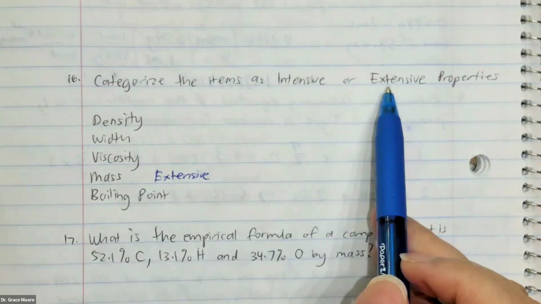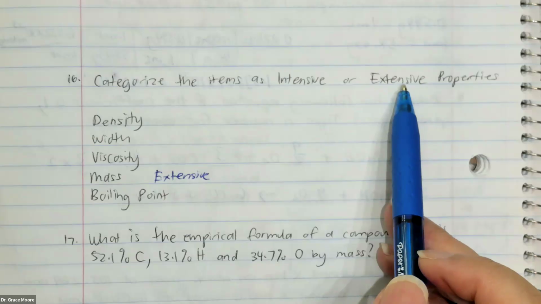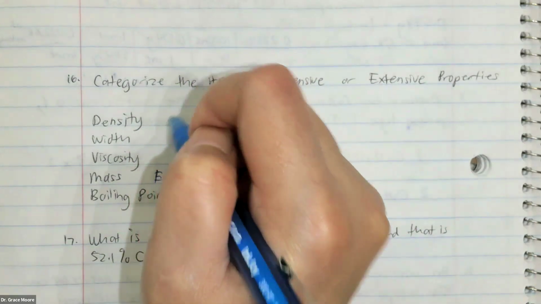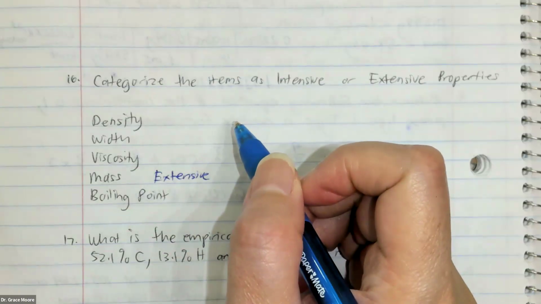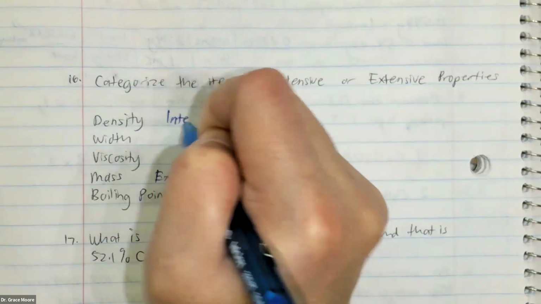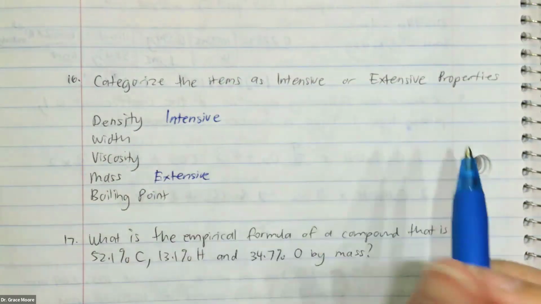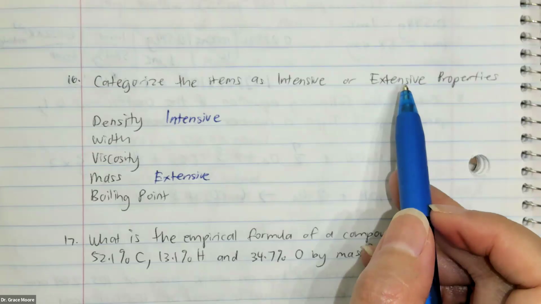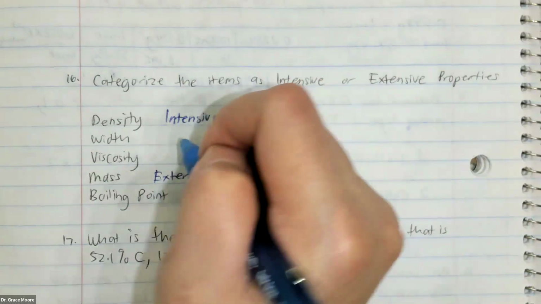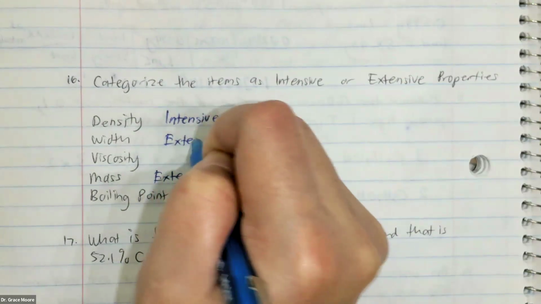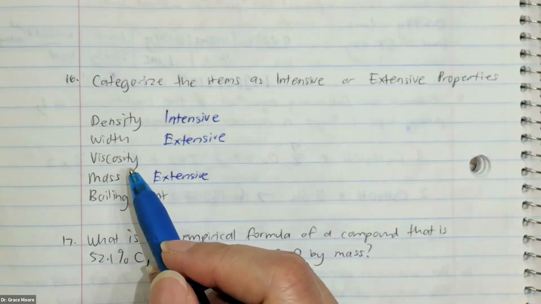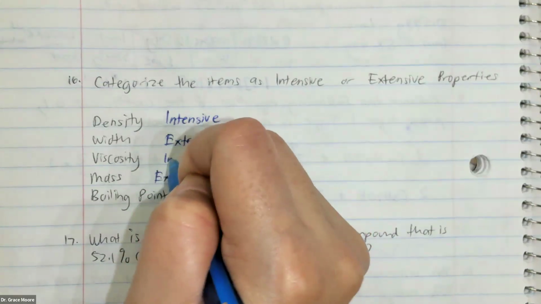Okay. And then you say, well, the more of the water I have, does it change the density? No, water density stays the same, whether it's a small amount of water or a big amount of water. Water density does not change. So this is intensive. If I have a bigger thing, more of the water or more of a block, wouldn't the width be bigger? Yes. So this is extensive. If I have more of it, do I change the viscosity? No, it doesn't. It doesn't matter.